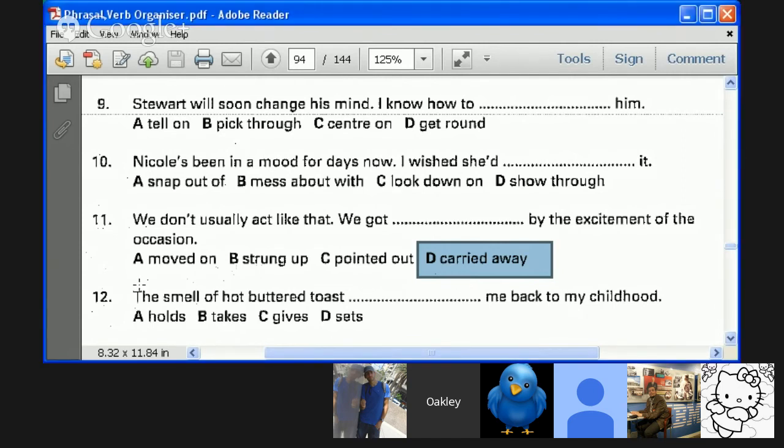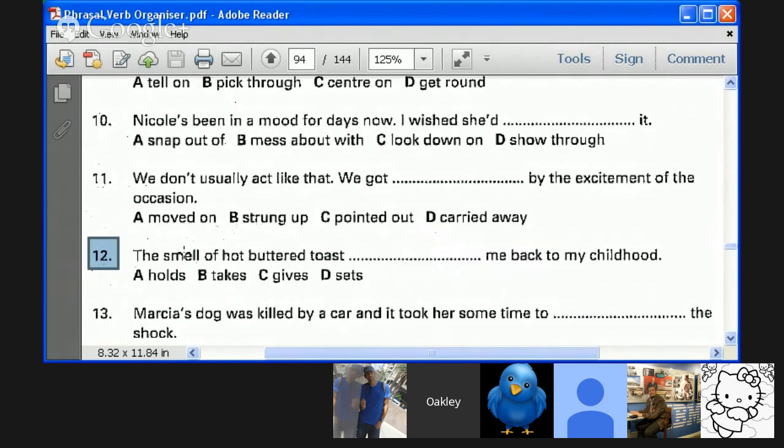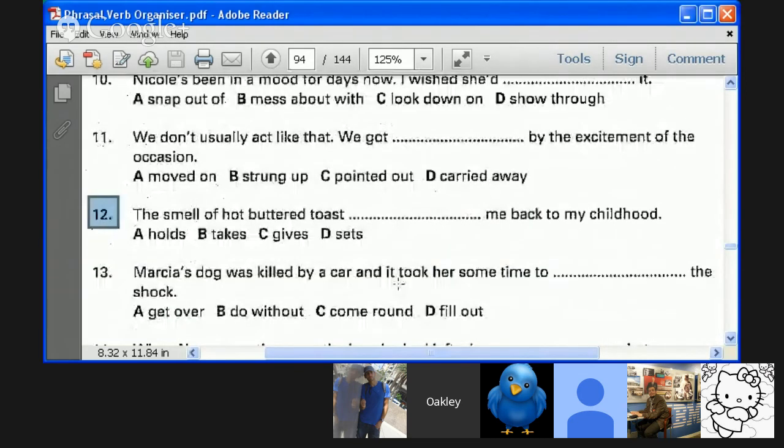Okay, Lon. I'm going to try number 12, please. Yes. The smell of hot buttered toast takes me back to my childhood. Very good. Excellent, Lon. Takes me back. It helps me remember. All right. It takes me back to a time that was much more peaceful.